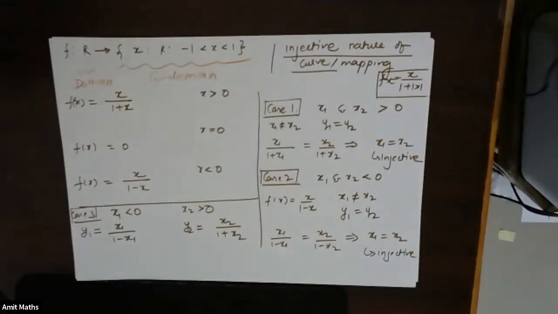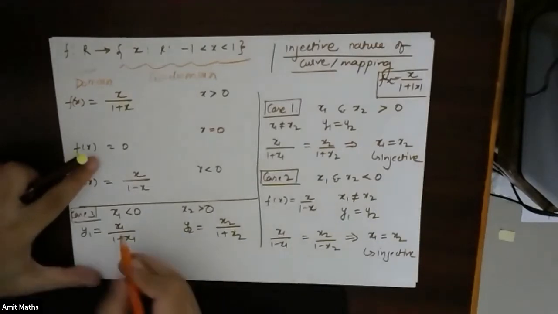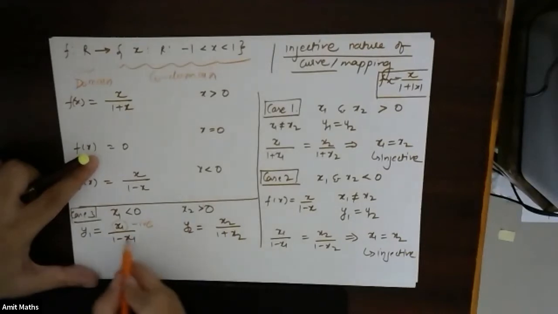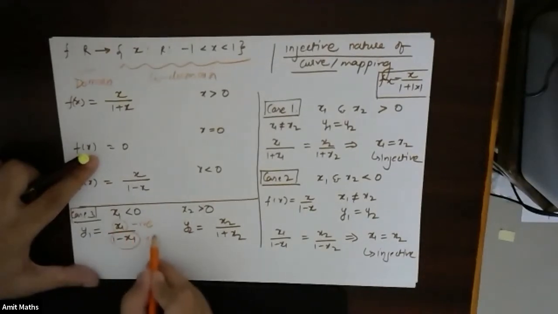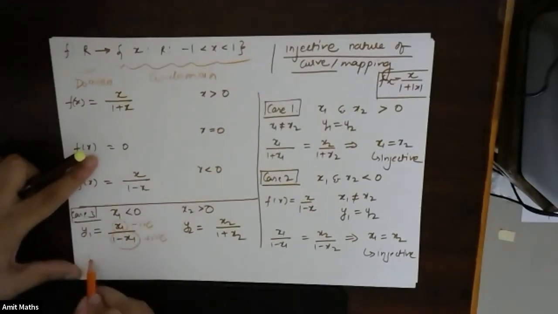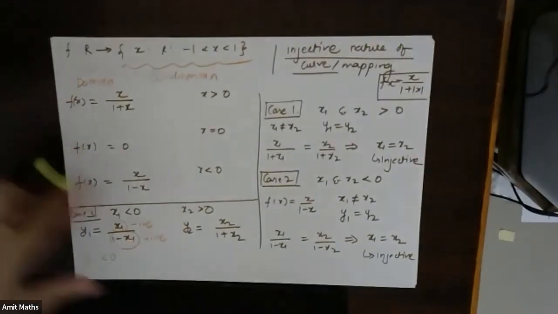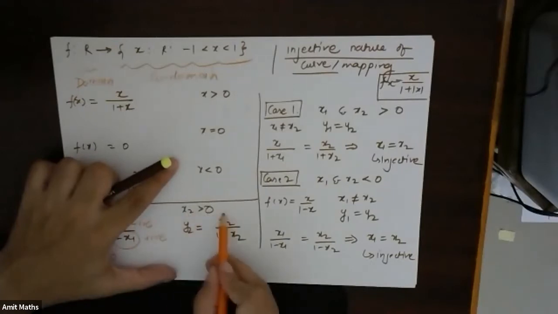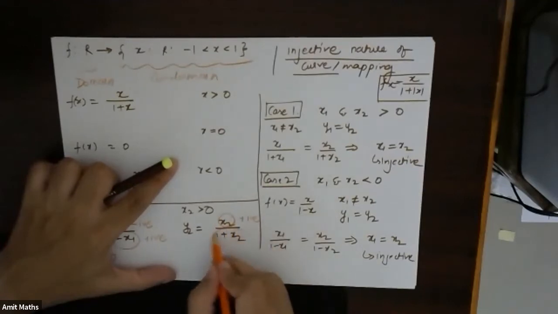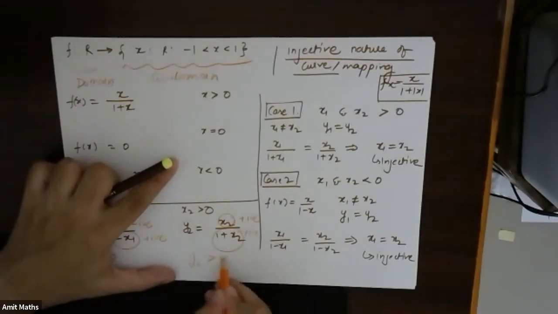Now, look at the numerator and the denominator of both y1 and y2. Y1 numerator is negative, and the denominator is positive. So my numerator is negative and the denominator is positive. The overall sign of y1 becomes, so y1 will always be less than 0. Fine. In the second case, when x2 is greater than 0, let's look at the numerator. Numerator is positive, and the denominator is also positive. So the overall sign of y2 will always be greater than 0.